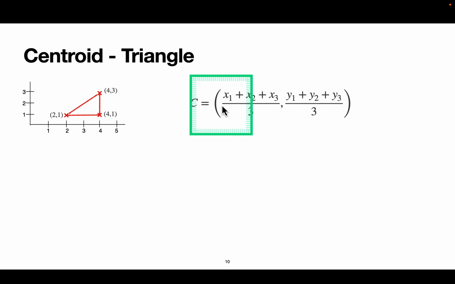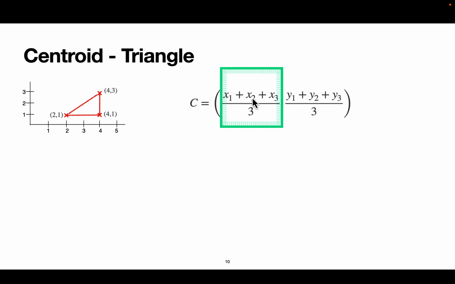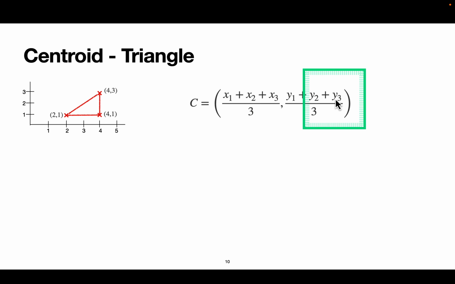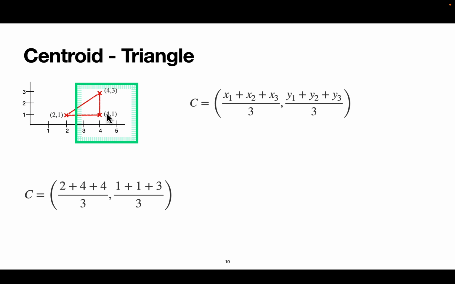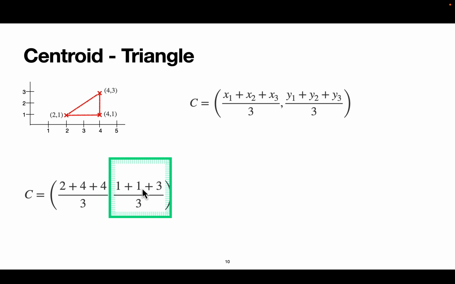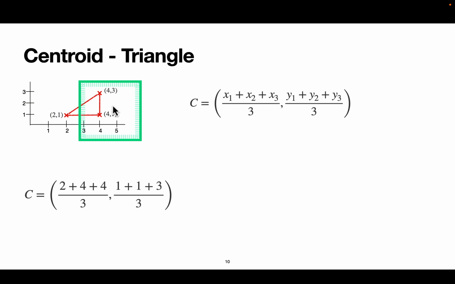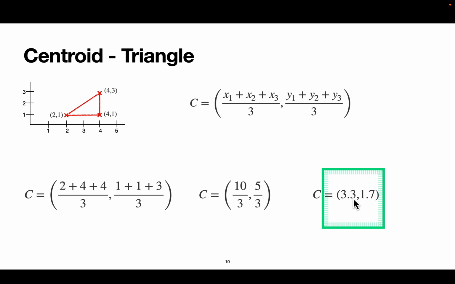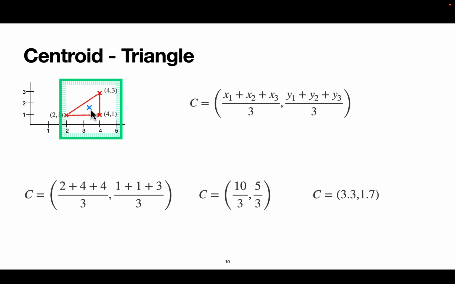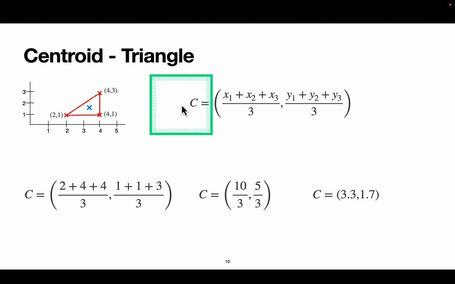So if you want to know the centroids, same thing: x1, x2, x3 by 3, and y1, y2, y3 by 3, and you just put the numbers 2, 4, 4, and 1, 1, 3. So y is 1, 1, 3, and divide by 3. Just do the maths. It's coming to 3.3, comma 1.7. So the centroid will fall somewhere over at this particular point.